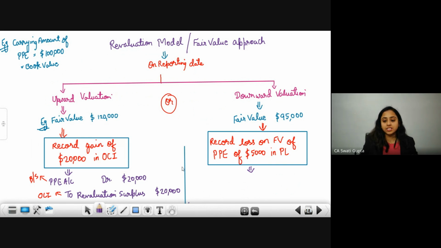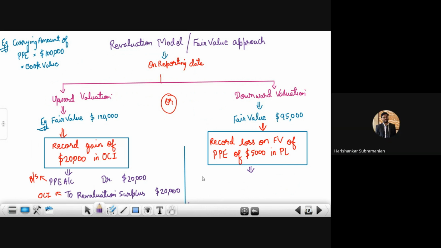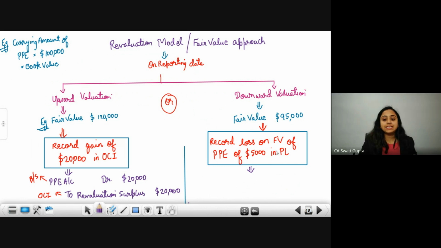No idea. Okay, anybody? Revaluation loss, debit to PPE. Since you're reducing the value, you will decrease your property, plant and equipment by $5,000.